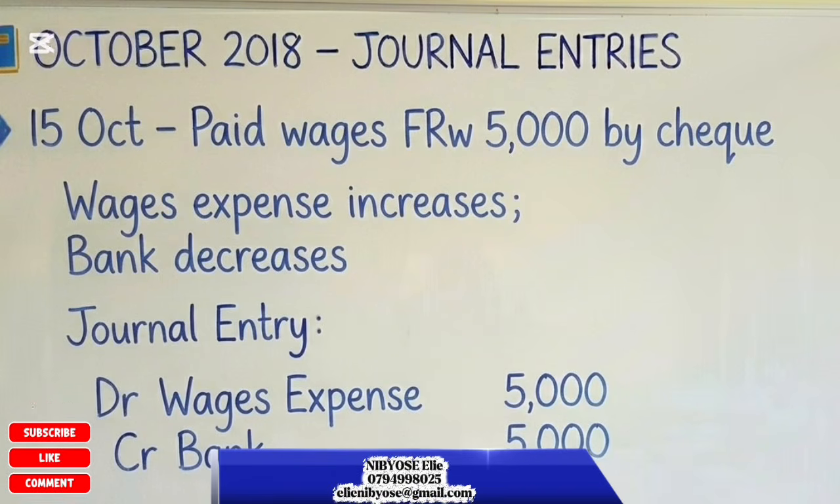Here we are going to debit wages expenses as an expense. As we know, expenses increase when we debit. So here we are going to debit wages expense account by 5,100 francs, and we credit bank by 5,100 francs. To mean that the bank account as an asset has been reduced.